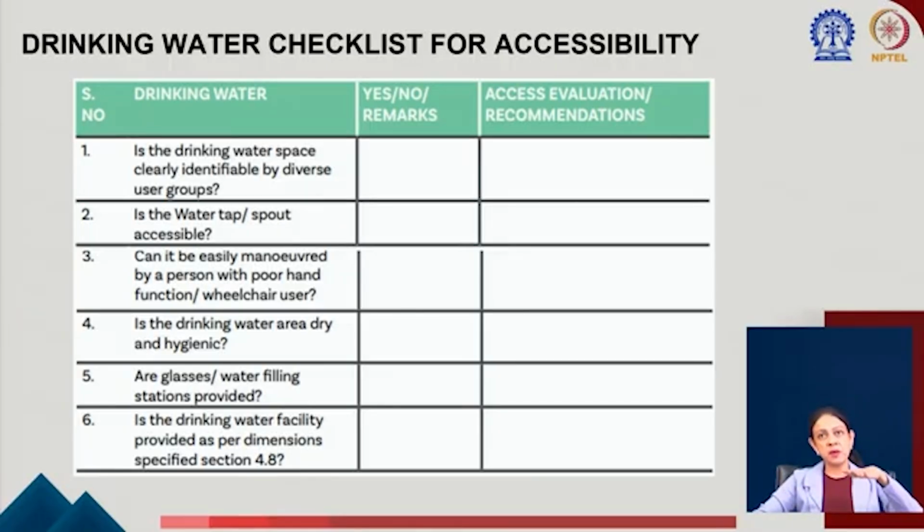Whenever you do this accessibility audit in a building, one thing is very important: you need to understand the interaction. We have been talking from day one that whenever there is a faulty interaction between the user and the environment, there is a problem. So whether the interaction is happening, whether the purpose is solved, whether someone can comfortably drink water, these things are required to be understood.